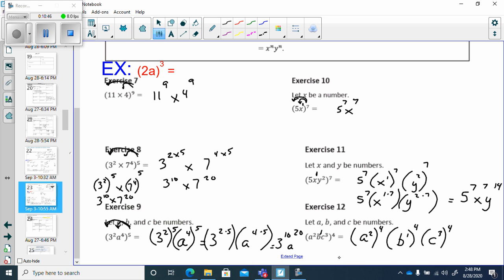So I'm going to multiply these. This would be A to the 2 times 4, B to the 1 times 4, C to the 3 times 4. That gives me A to the 8th, B to the 4th, C to the 12th.